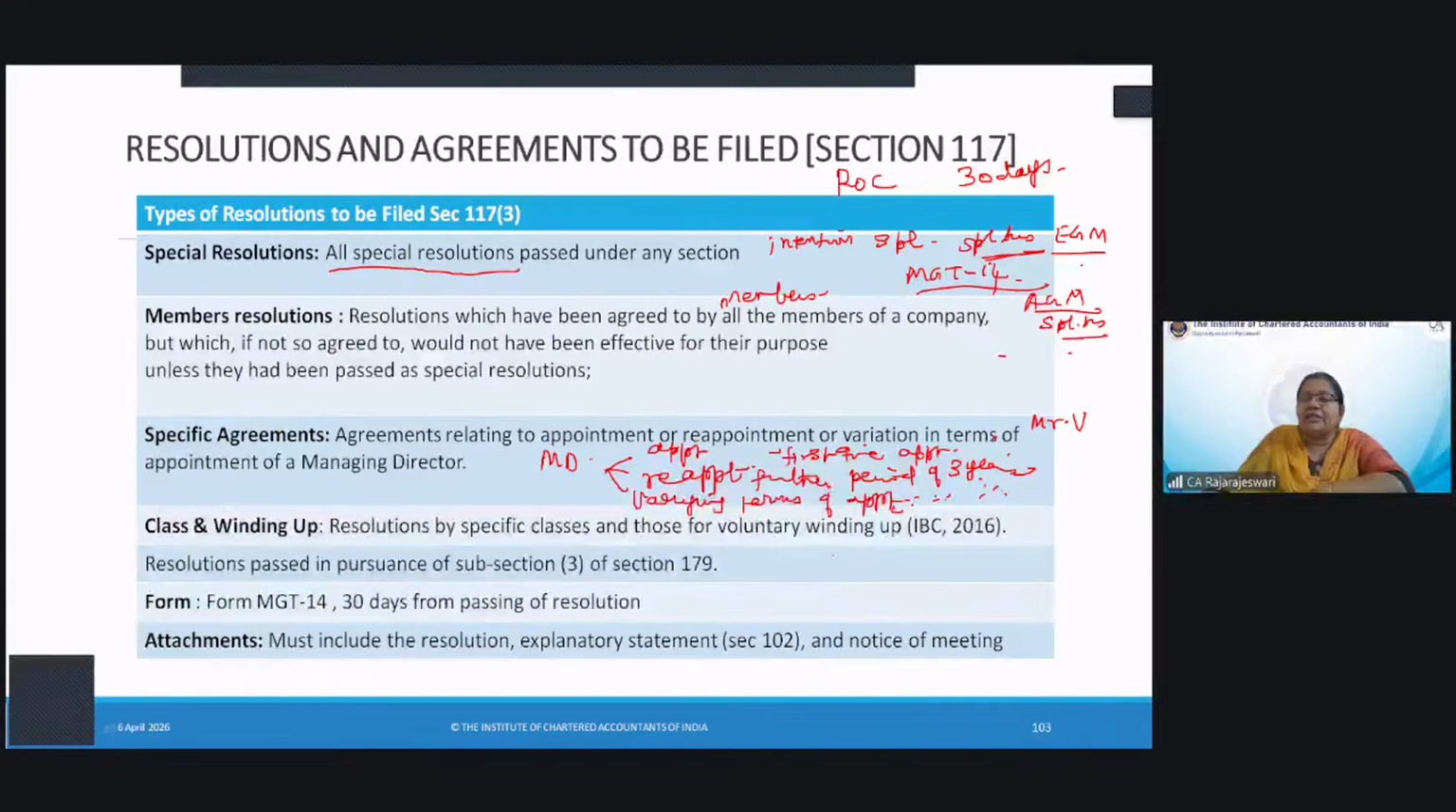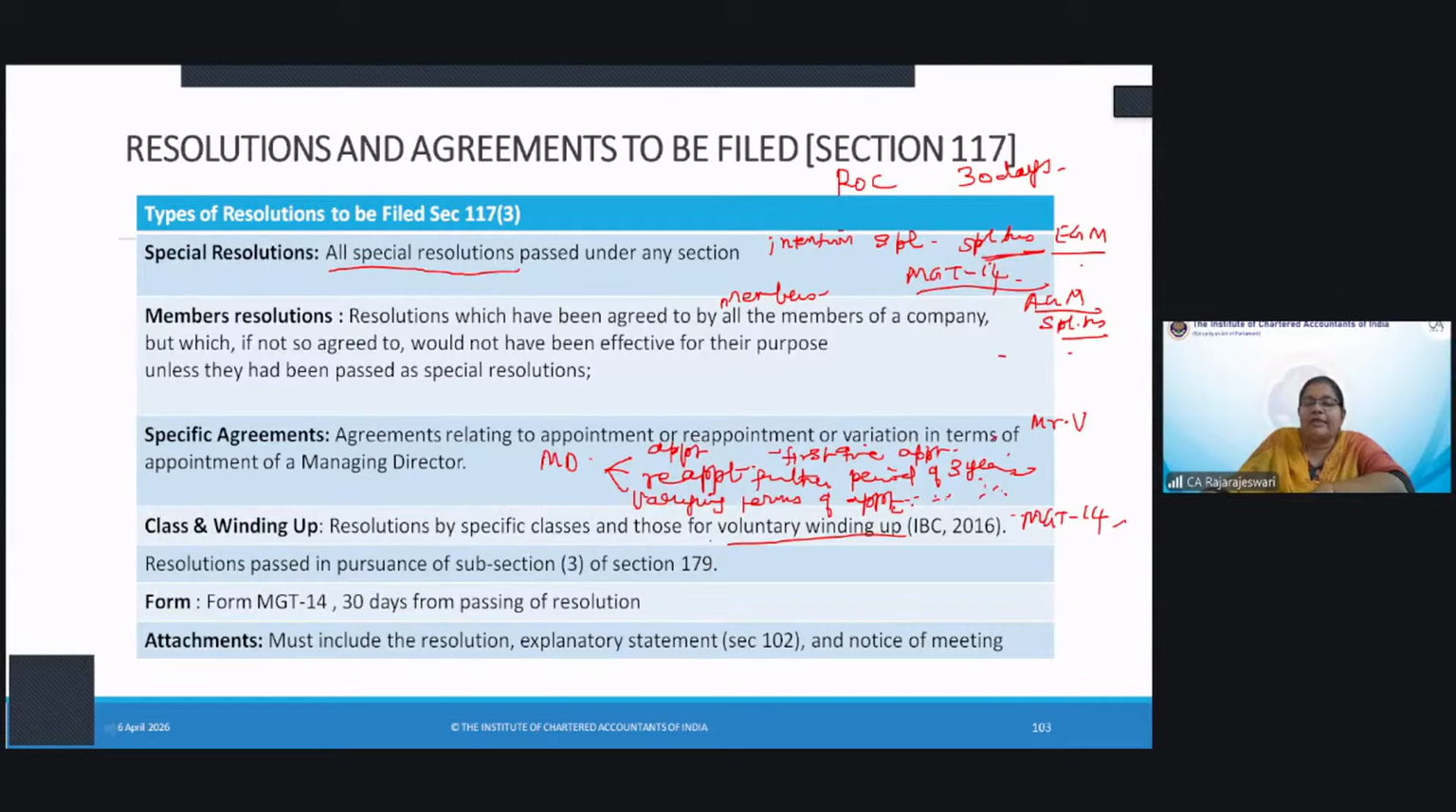Then resolution by specific classes of shareholders, and if the company has moved for voluntary winding up under the Insolvency Code. So even in that case, that is an item requiring special resolution, that also should have to be filed with the registrar in MGT 14. Then resolutions passed in pursuance of 179(3), we will be learning it now.